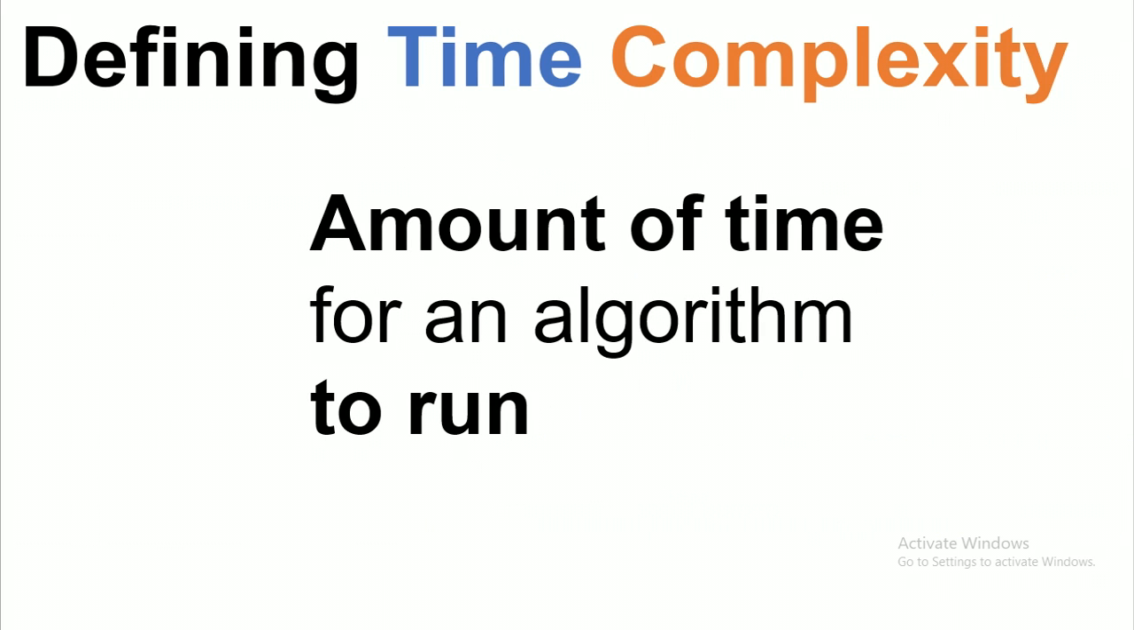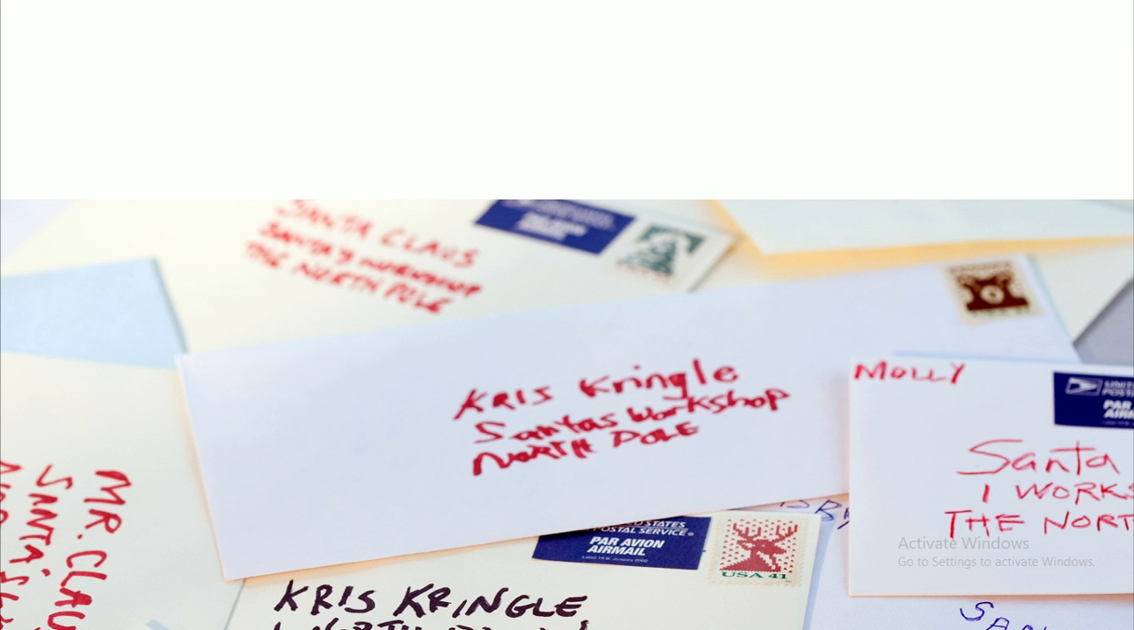Basically, in computer science, time complexity is a concept that describes an algorithm. It describes how much time it needs to run, but not necessarily an algorithm. It can be a program or instruction or a code. And that's it. That's the definition of time complexity. Now that we've defined time complexity, let's go back to our example.